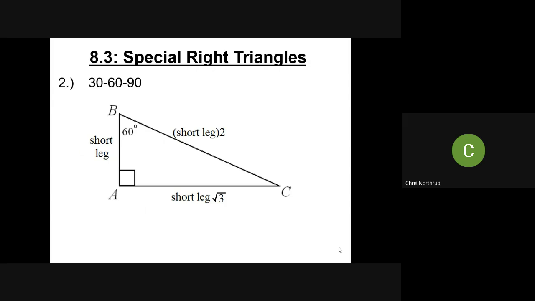So this is a pattern, which means anytime we have a 30, 60, 90 triangle, if we know, say, the short leg, if the short leg was, say, 5, then BC would be 10 because that's twice 5, and then AC would be 5 times the square root of 3. So it's really convenient to know that short leg. So two quick examples here.